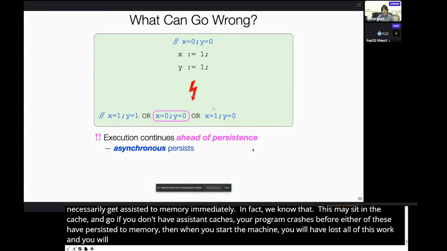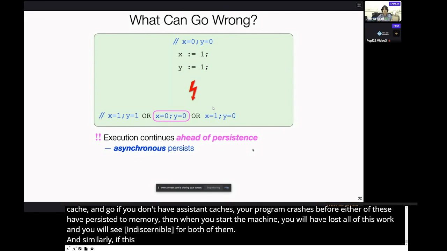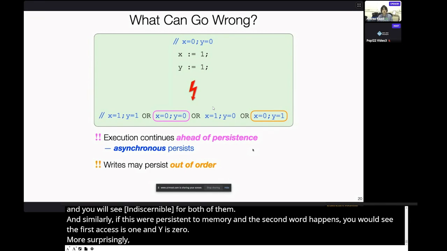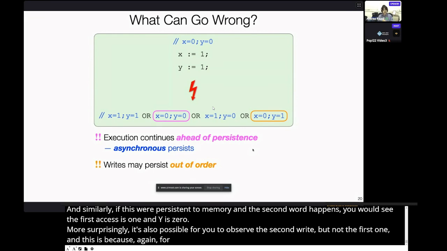And similarly, if this first write had persisted to memory and the second write hadn't, then you would see the first X is 1 and Y is 0. But most surprisingly, it's also possible for you to observe the second write, but not the first one. And this is because, again, for performance, the writes don't necessarily persist to NVM in the same order they were executed, or even in the same order they were made visible to other threads.